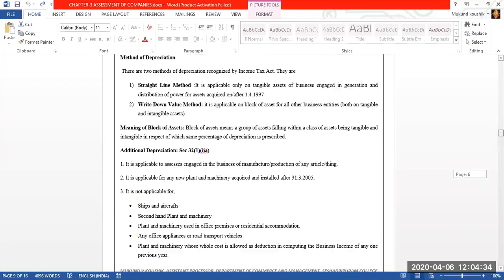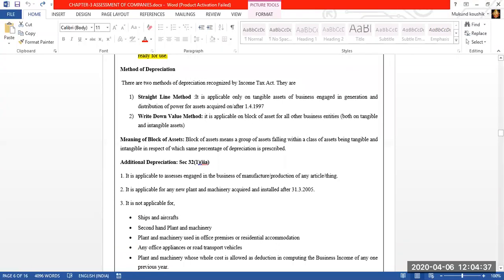Then again, moving on, we have something called additional depreciation. Whatever rates I have just shown are called your normal depreciation. Apart from this normal depreciation, there is something called additional depreciation laid out under section 32(1)(iia). If you have to claim additional depreciation, there are certain rules. Additional depreciation is applicable only to those assessees who are engaged in the business of manufacture or production of any article or commodity. That means you should have some industrial undertaking engaged in manufacturing or production of any article or commodity.